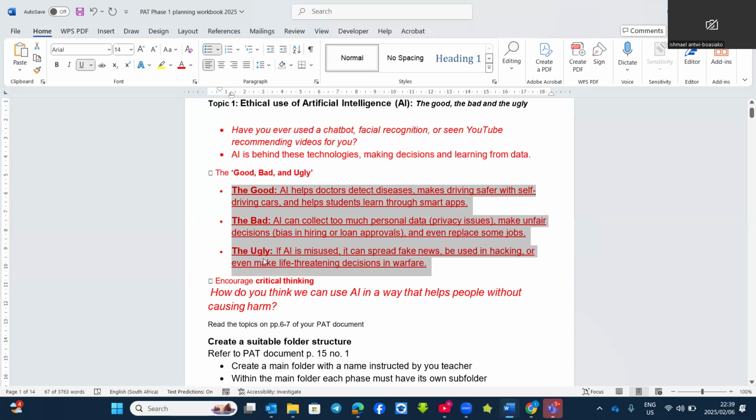So you have to think of this before you start the PET. What are some of the good things? What are some of the bad things? And what are some of the ugly things? And why? Which sector are you going to focus on? So we should ponder on aspects of AI.